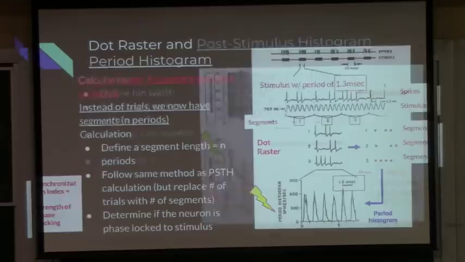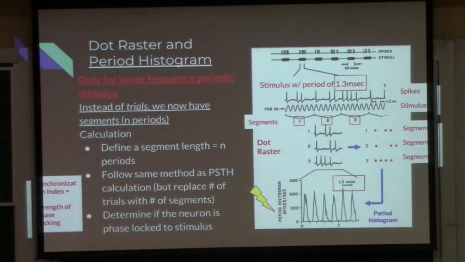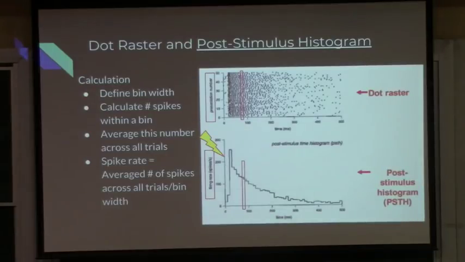Okay. So what we have next is a period histogram. This is actually similar to a post-stimulus histogram. The difference here is that now you have a periodic stimulus. In a post-stimulus histogram, what we had was the dot raster, where we have a particular neuron and we're presenting a stimulus to it multiple times, and as a result we're able to have different trials laid on top of each other, which gives us some data to work off of.